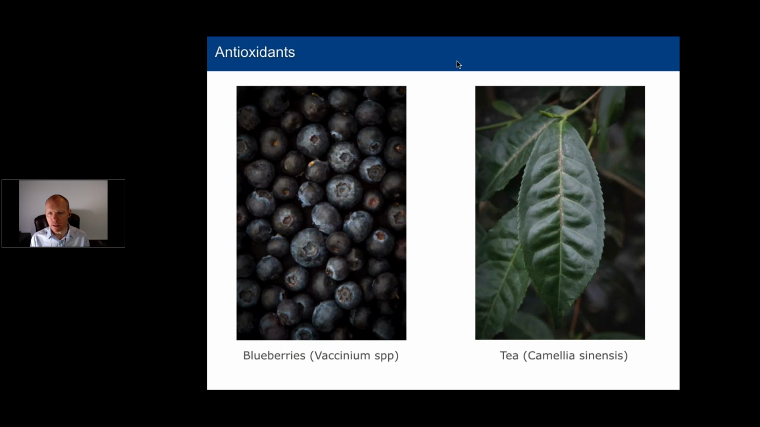Green tea, I think everyone's heard how beneficial. It's got lots of bioflavonoids in there, contains catechins, contains a compound called ECGC, which is really good for you. So eat some blueberries for breakfast, have a cup of green tea. That's a great way to get those antioxidants.